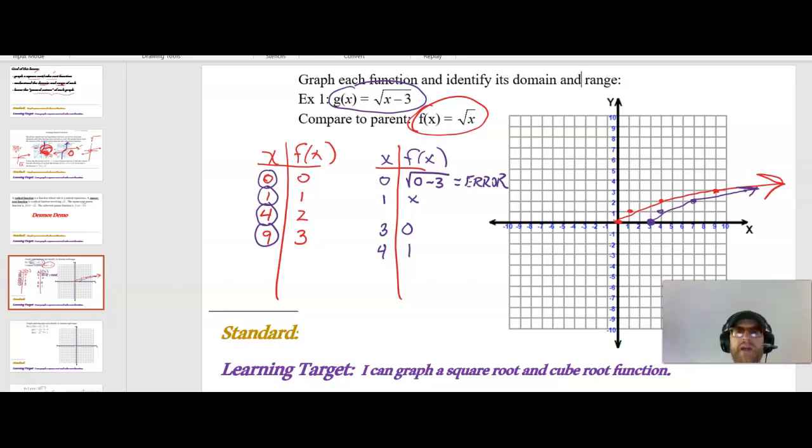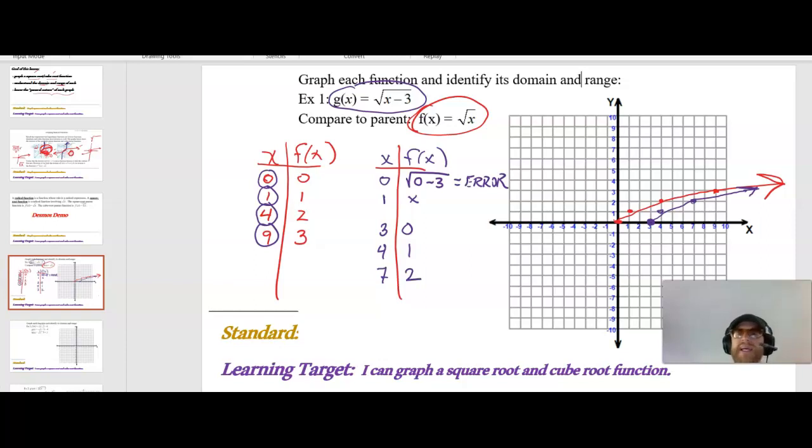Now I want x minus 3 to be a perfect square. So what does x minus 3 need to be so that I get out 4? It needs to be 7. 7 minus 3 is 4. The square root of 4 is 2.